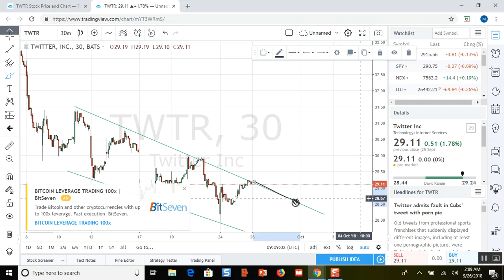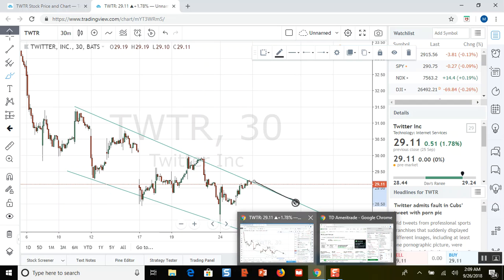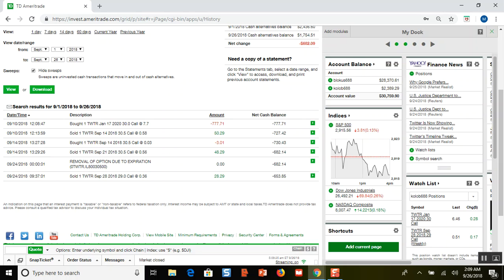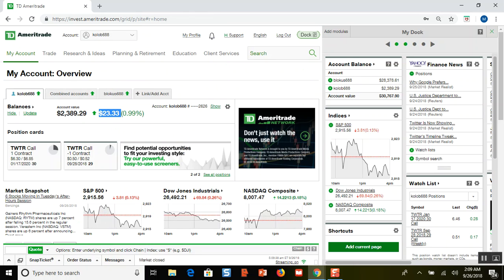So what does that mean? Going back to my account here, let me get rid of this stupid ad. Going back to my account, that means that this contract, which right now is worth $50, will go all the way down to $0. And again, if we go to my transactions, you can see that I originally got $28.29. So I'm actually down on that short, but I am up on my long call, right? And that's why you can see that for the day I'm actually up overall $23.33. So once again, no risk on the upside.